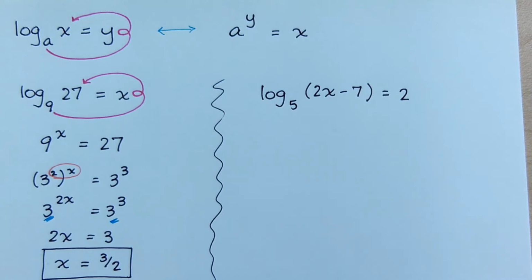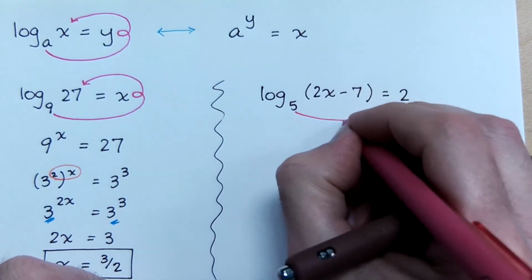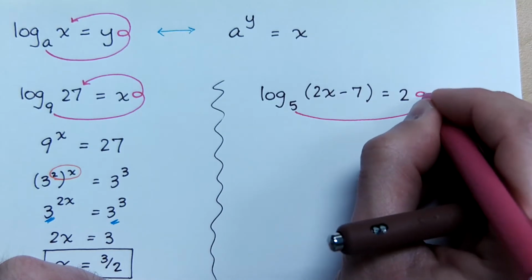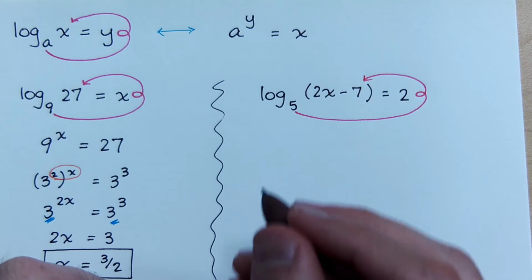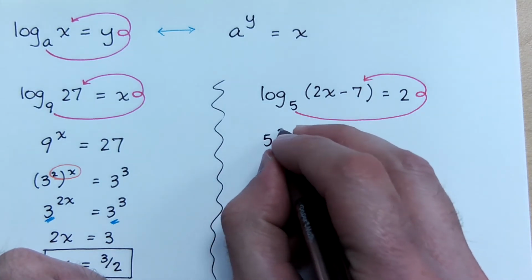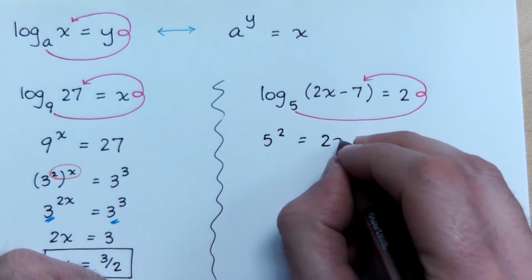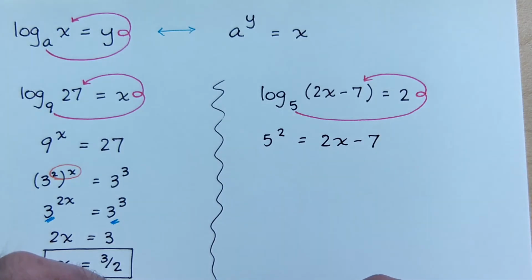So your base is 5. Fly the plane, 5 squared equals what was inside the logarithm, 2x minus 7. So let's write that. 5 squared equals 2x minus 7. Look at where your x is now. Your x is not inside of a logarithm. Your x is not in a power. It's just out and about.